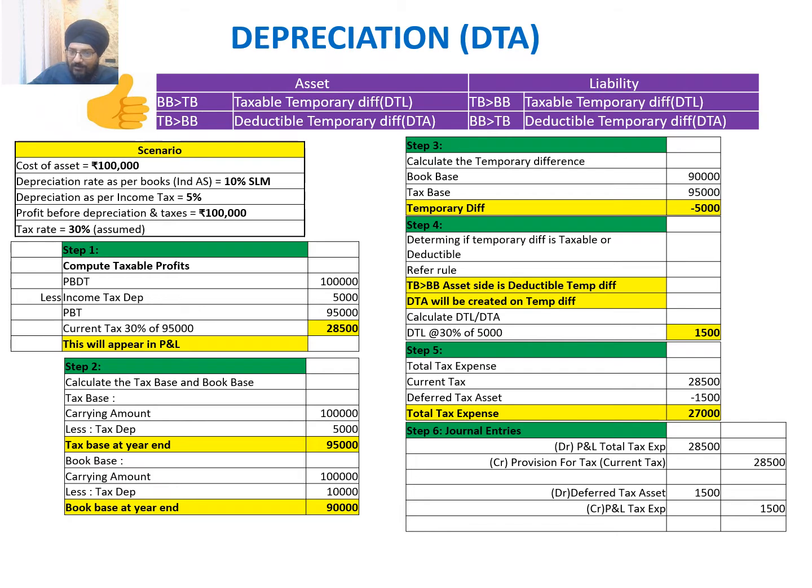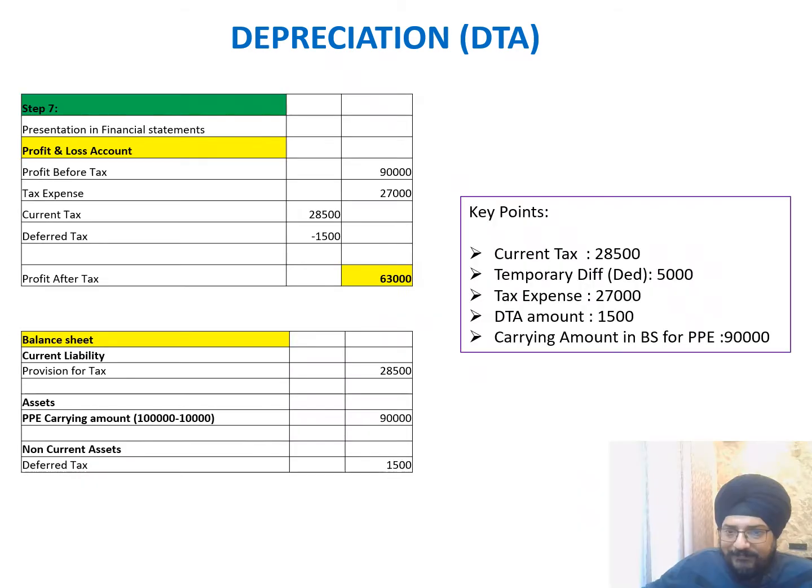So if we look at the entry, we have two entries. The first entry is profit and loss to provision for taxation, for the amount of my current tax, which is 28,500. And the second entry is that we have to create the deferred tax asset to my P&L, to the extent of 1,500, which is the amount for which we have created the DTA. Now we'll quickly go to the next slide to see the presentation in the financial statement.